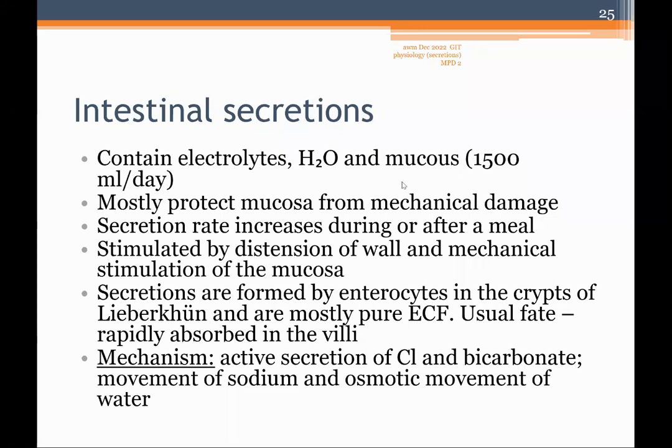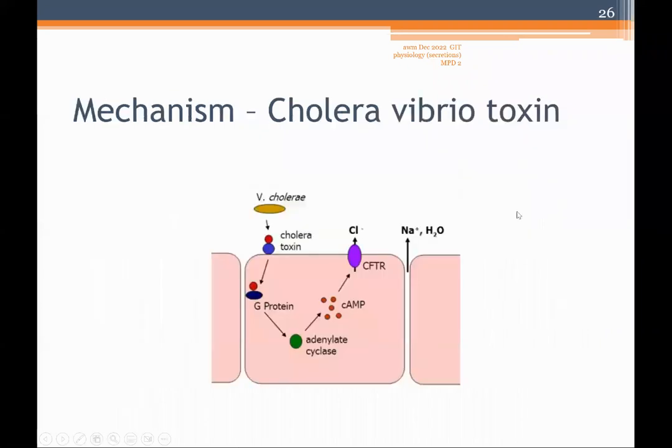The mechanism of production is usually the active secretion of chloride and bicarbonate, followed by the movement of sodium and osmotic movement of water. Now, this is just a picture showing what happens when you have infection with cholera, the Vibrio cholerae. This organism, when you're infected, produces a toxin, the cholera toxin, which then acts on the intestinal lining and stimulates an increase in secretions.